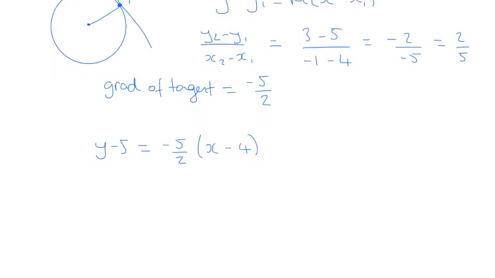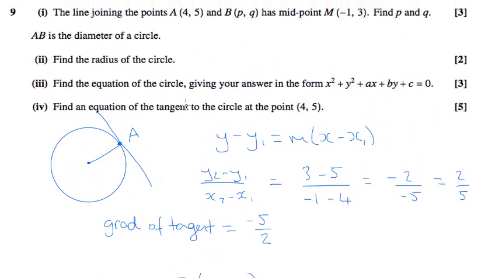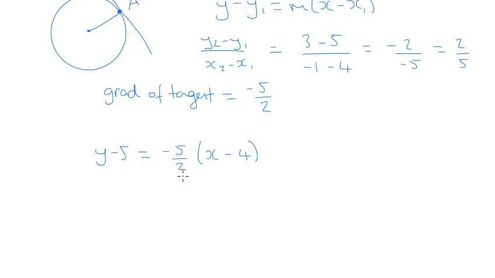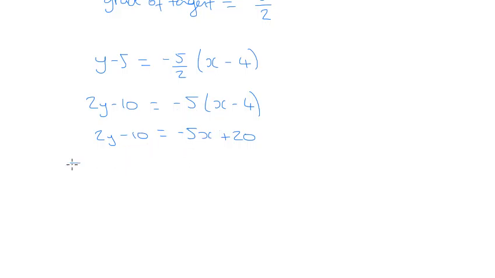For the x1 coordinate. Now it doesn't actually tell us how to leave our answer, but because of this 2, I like to make everything whole, so I'm going to double everything. So I'm going to times the left side by 2 and times the right side by 2, which will just make that 2 disappear. Now I'm going to expand the brackets. And I'm going to move the x's to the left. And I'm going to move that 10 to the right. So we get 5x plus 2y equals 30.